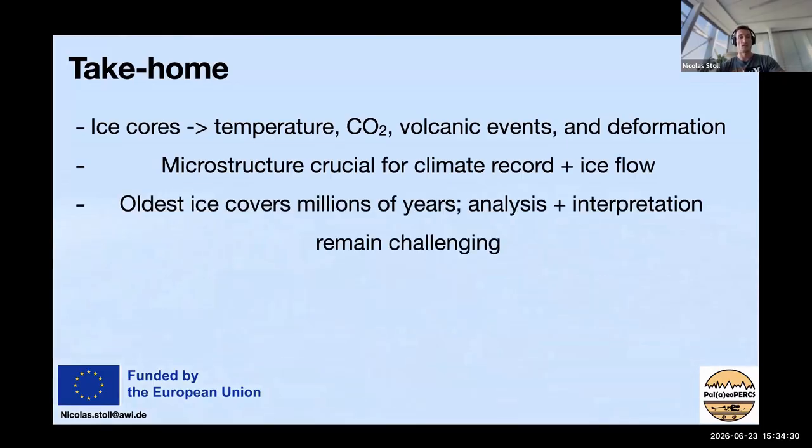And the ongoing challenges regarding the oldest ice, which have been now seen to be millions of years old, are still there, and mainly the analysis techniques, but also what to do with these data, how to interpret those records remain a very challenging thing. And maybe some of you got interested and might work on this in the future. So I'm really happy to take questions or hints or notes now. And with this, I would like to finish, and thank you.